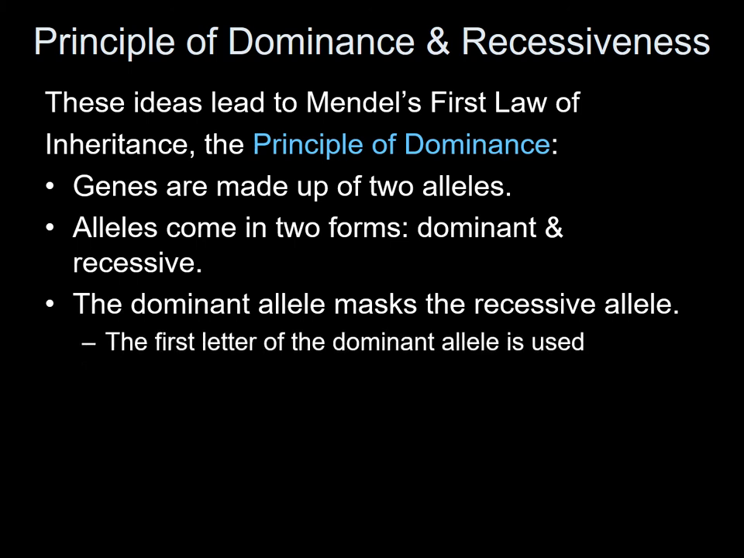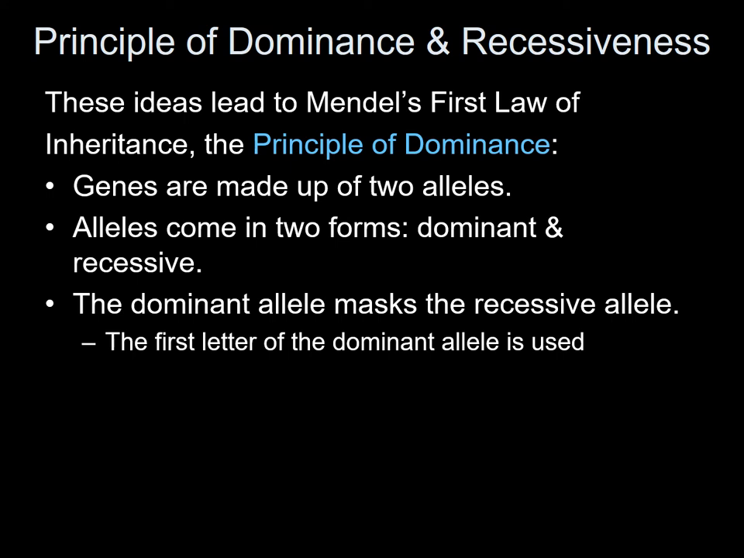These are great ideas, and his principle of dominance is called a hypothesis, but he now had to test it with experiments. That's what scientists do. He needed some way to notate alleles and genes, dominants and recessives. So he came up with a system for keeping track of the alleles, and he did this by using letters.